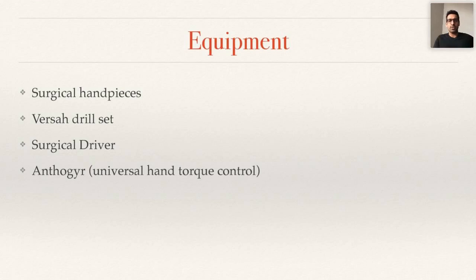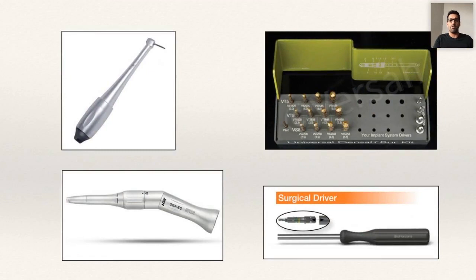I really like to use a surgical hand driver as well, and I'm a real fan of the Anthogyr Universal hand torque wrench. So I've got some images of that. In the top left, we've got the Anthogyr, which is great for access, working really far back in the mouth, because one of the real risks is that you could potentially drop a multi-unit or a cover screw into the patient's throat.